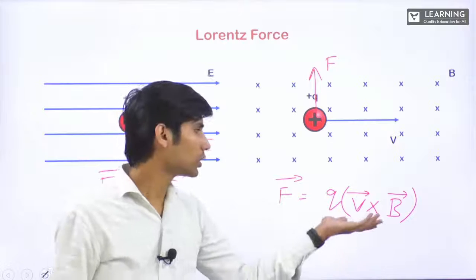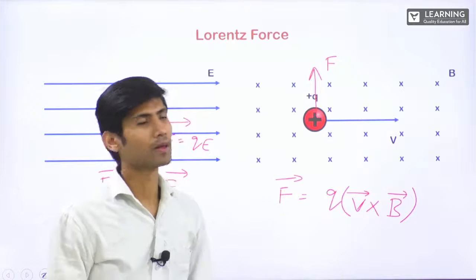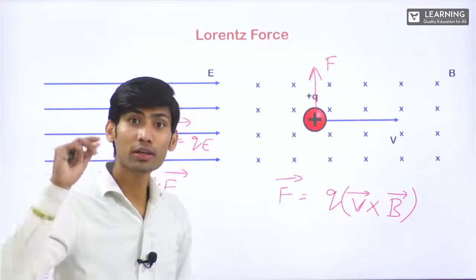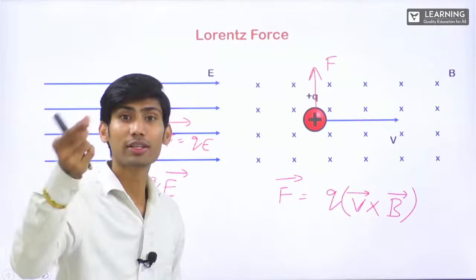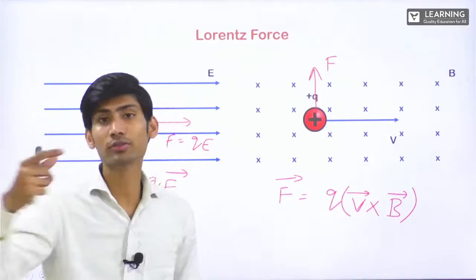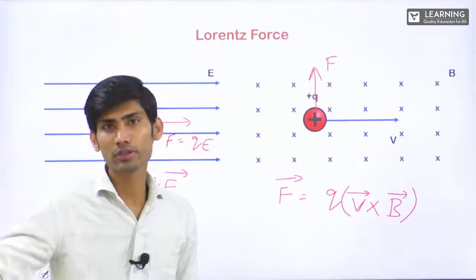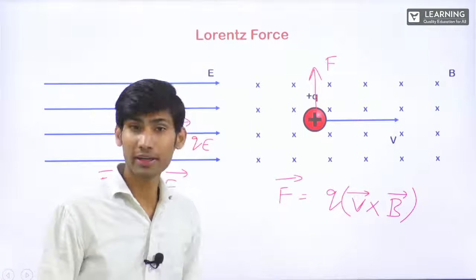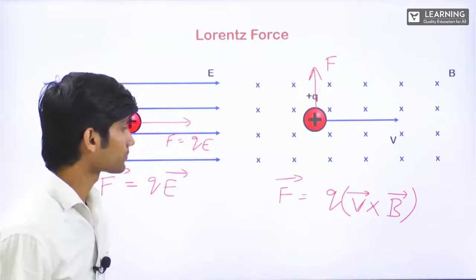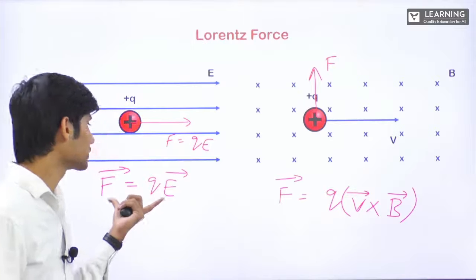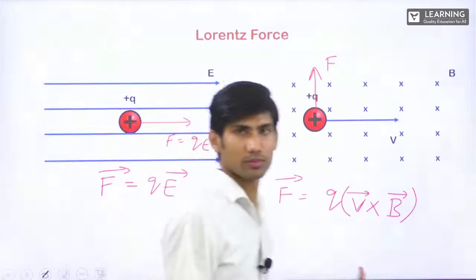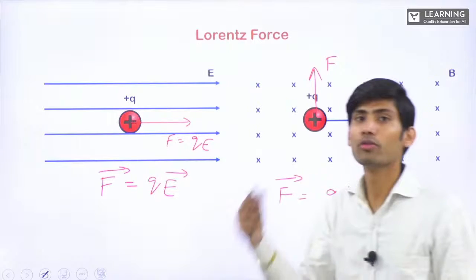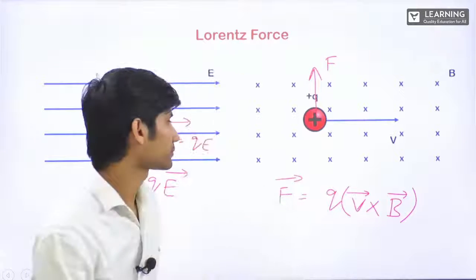I already told how to do a cross product and get to know the direction. We'll see this in detail when we'll be doing questions. Then you will have to see, in this question, which direction will be the direction of magnetic force. It will be very interesting. So this is the electrostatic force on this particular charge, and this is the magnetic force on this charge which is moving with the velocity V.